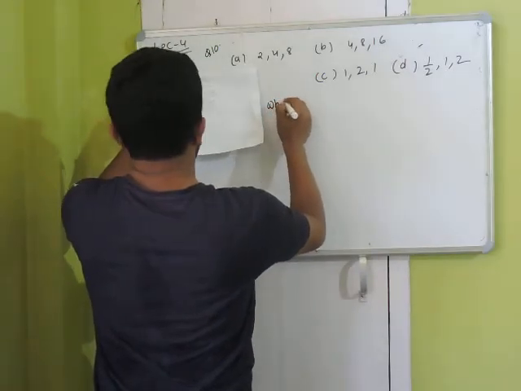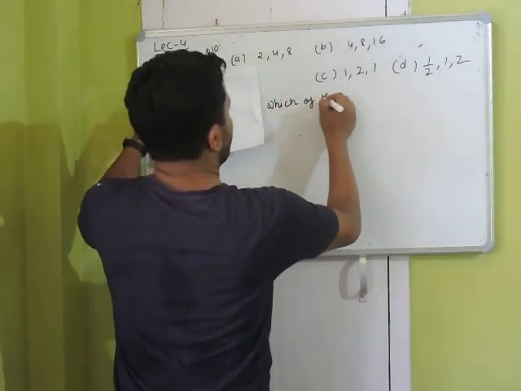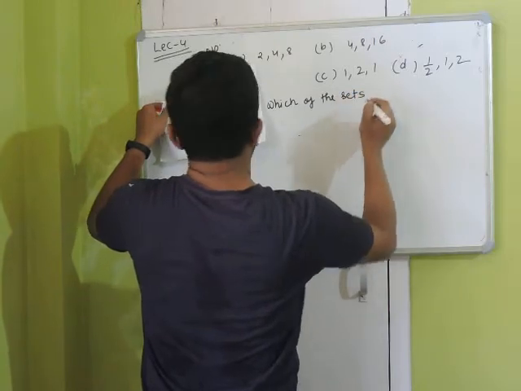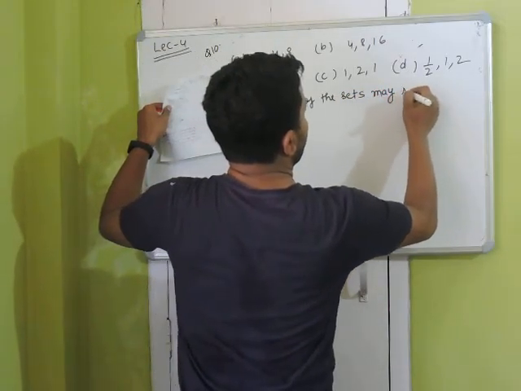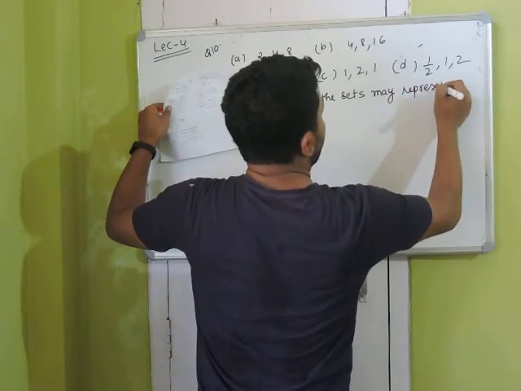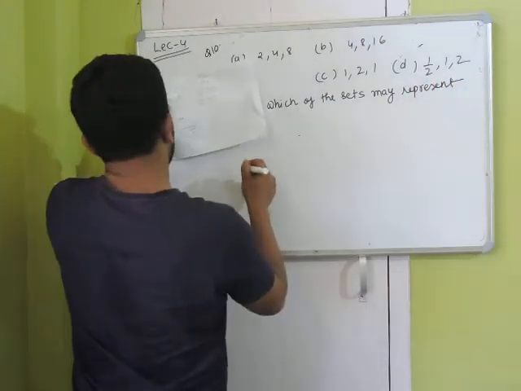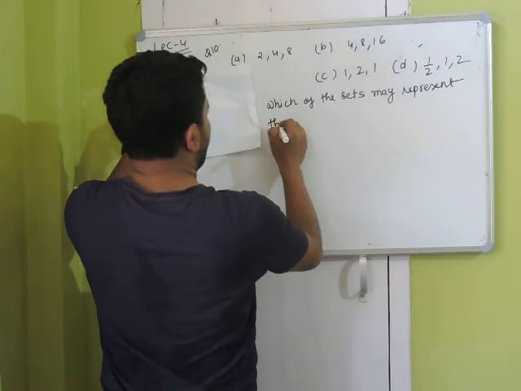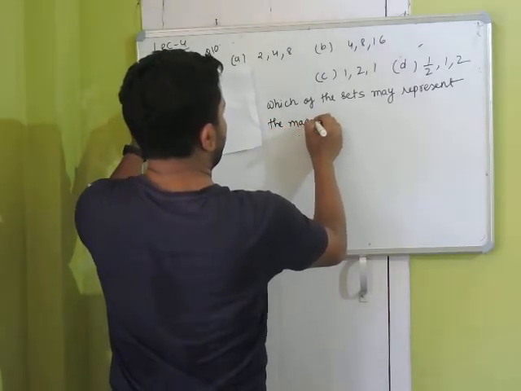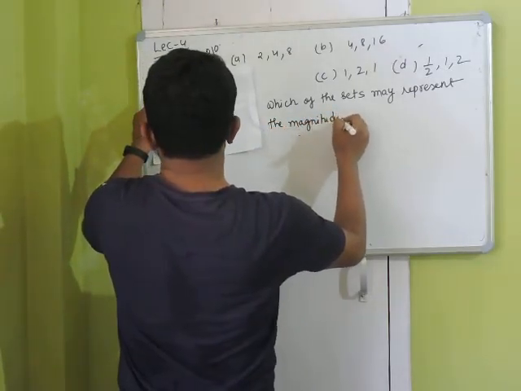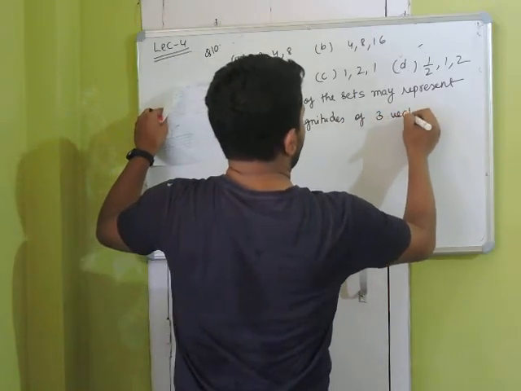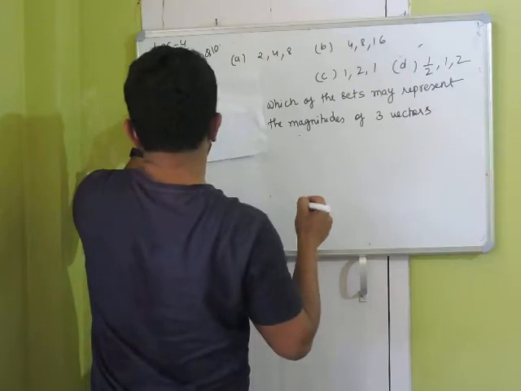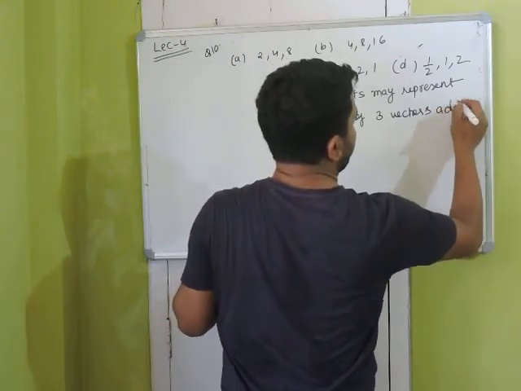which of the sets may represent the magnitudes of 3 vectors adding to 0.